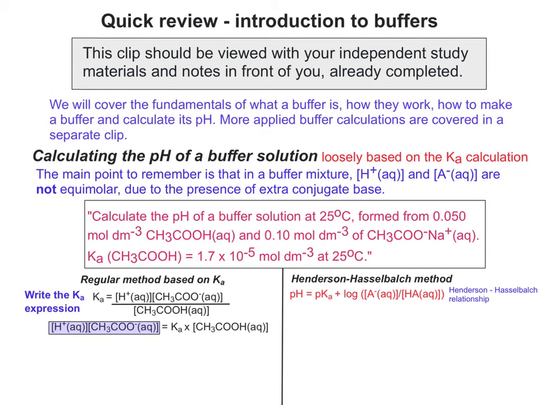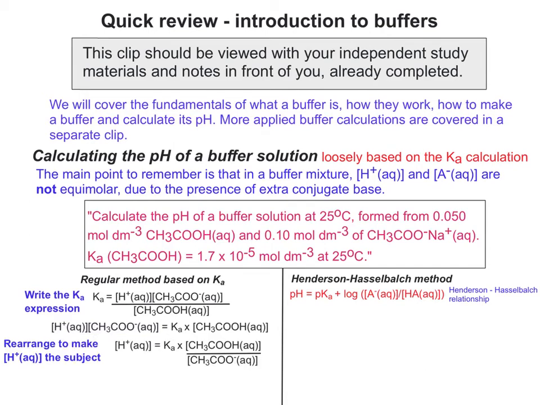Now I need to isolate H+. So we get this expression instead, to which we can now put the numbers in. And that gives us a hydrogen ion concentration of 8.5 times 10 to the minus 6 moles per decimetre cubed. So looking at the bottom left of the screen, that gives us a pH of 5.07, because I just plugged that number into minus log of the H+ aqueous concentration.